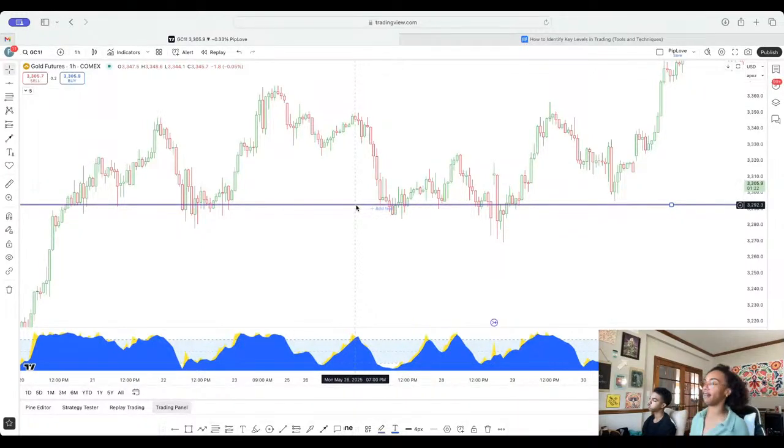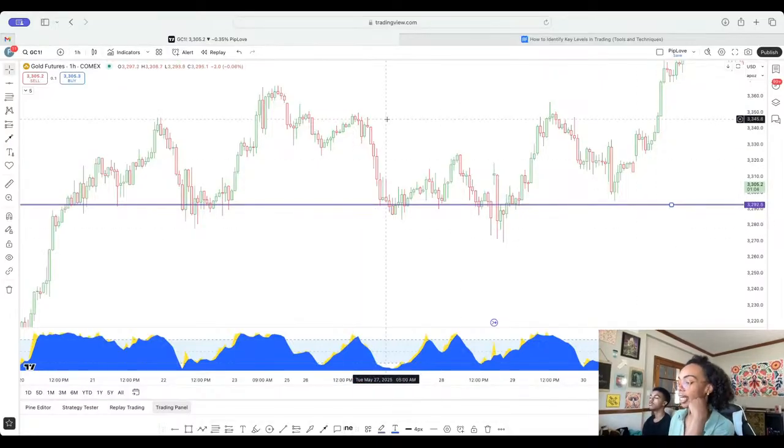So say now, if you have a psychological price point of 3,300 or 3,200, you might want to make a box between 32.90 and 33.10, just so that you can box in those areas and see exactly what's going on there. Okay.